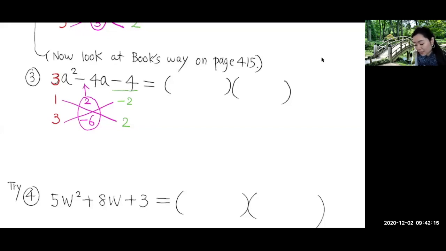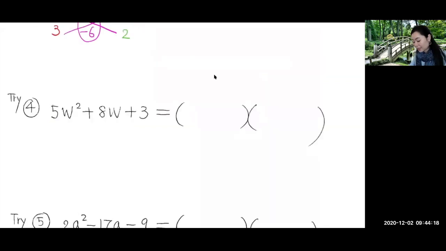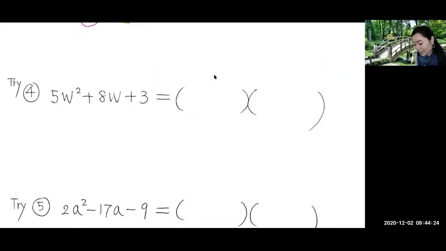Okay, so how do you read this? We have the first one here, it is what? A minus 2, right? 1a minus 2. So you can read it as a minus 2. Okay, and then the next one over here will be what? 3a plus 2, right?